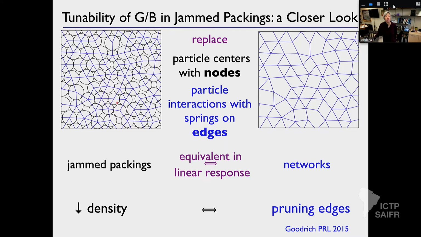Okay, so now if we imagine what happens as we lower the pressure or the density of the system towards jamming, some of the particles that were overlapping are now not overlapping. So what I'm doing is I'm losing springs. I'm removing springs from the system. So lowering the pressure is like removing edges from this network.